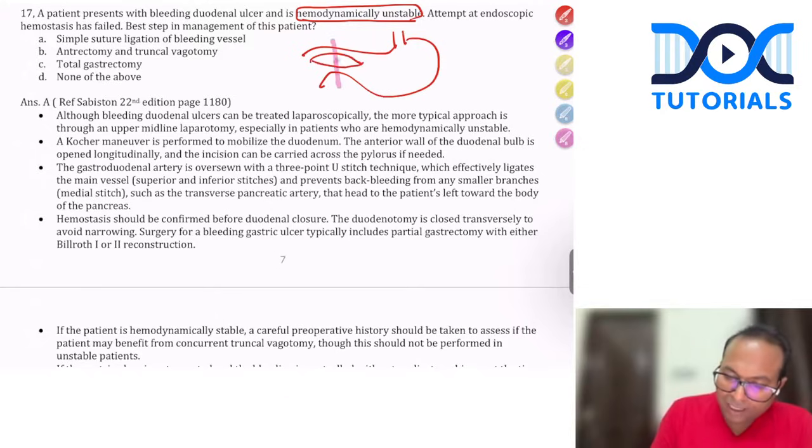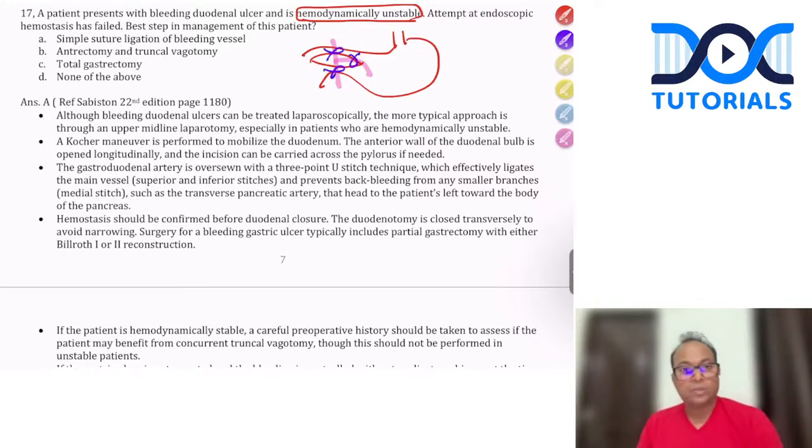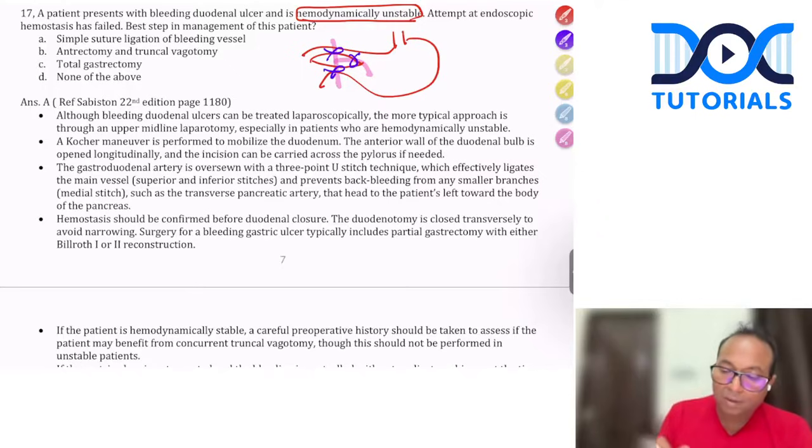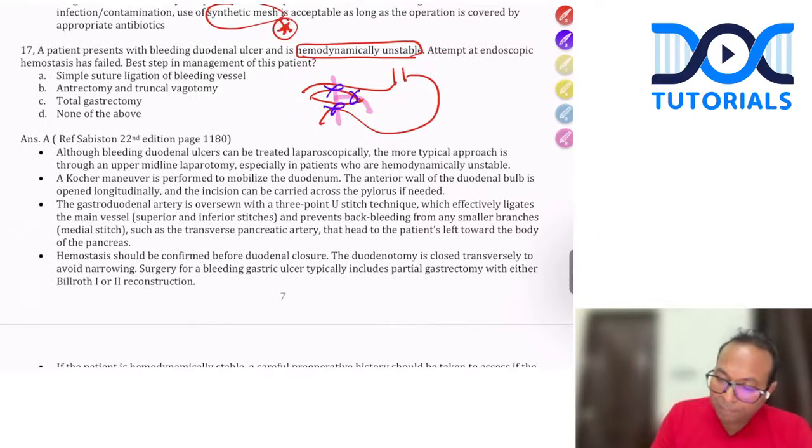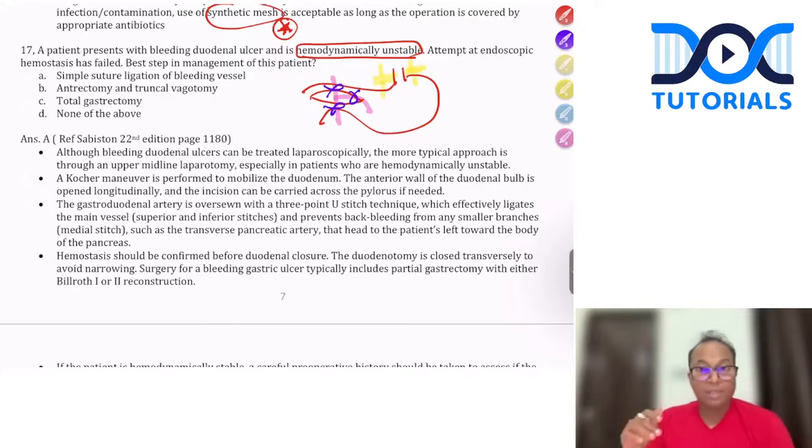Identify the vessel and its branch and ligate it above, below, and medially. Three sutures will be done. So three-point ligation, simple suture ligation of the bleeding vessel, is the treatment of choice in a hemodynamically unstable patient. If the patient is stable, I will also do vagotomy. Please remember, in stable patients, I will also do vagotomy.